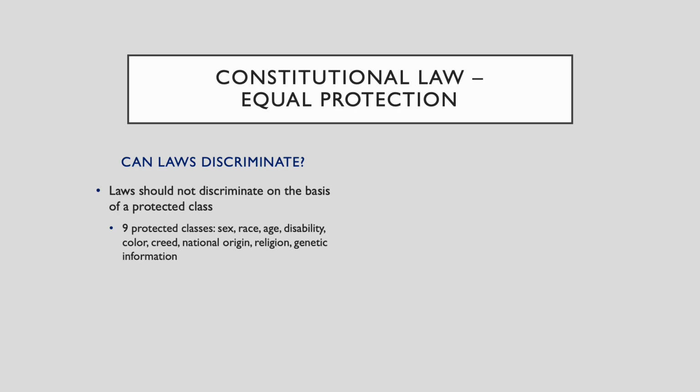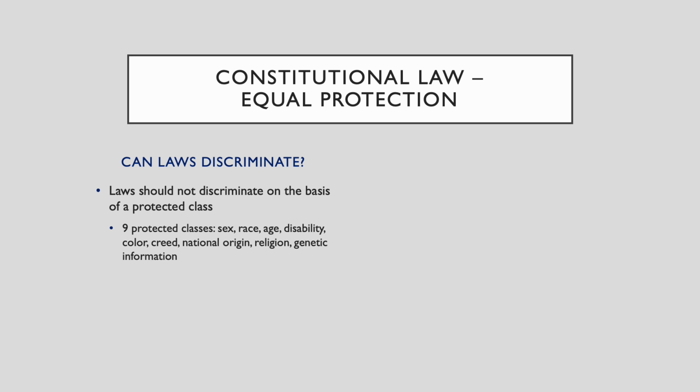So the constitutional law question here is this idea of equal protection, right? Generally, in what cases can laws discriminate? The idea here is that laws should not discriminate on the basis of a protected class without a really good reason, right? So the protected classes are sex, race, age, disability, color, creed, national origin, religion, and genetic information, right? So laws discriminate all the time, right?